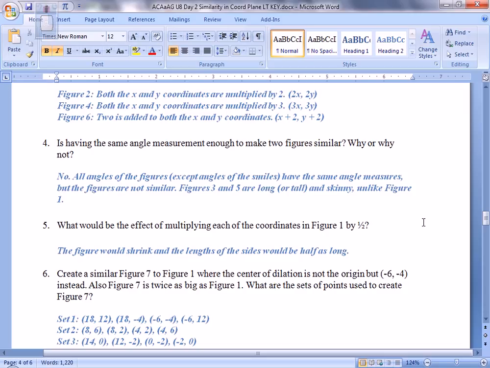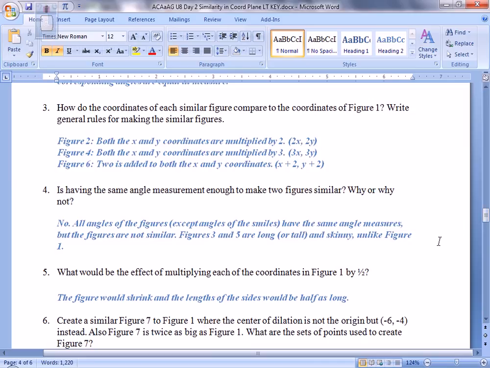All right. Number 4 is asking: is having one same angle measurement enough to make similar figures? We can't just check one. Like if we had just checked the right angle, does that show us similar figures? No. All the angles would have to be congruent. Number 5, what was the effect of the 1/2? Well, the 1/2 caused a shrink. Everything decreased by that same amount.